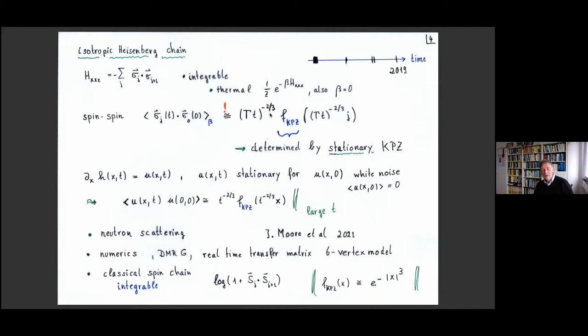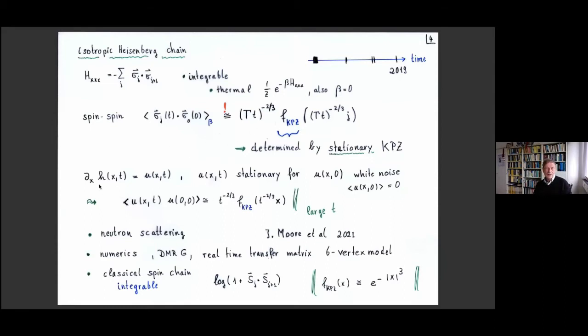So here I've just written down this scaling form. But the main point is that this particular scaling, and also the scaling function, is actually predicted or determined by the stationary KPZ. So I have to tell you just in a few words what I mean by stationary KPZ, otherwise you cannot understand what the statement exactly is.